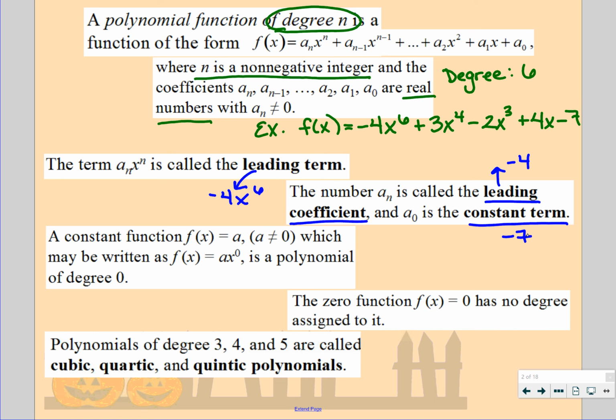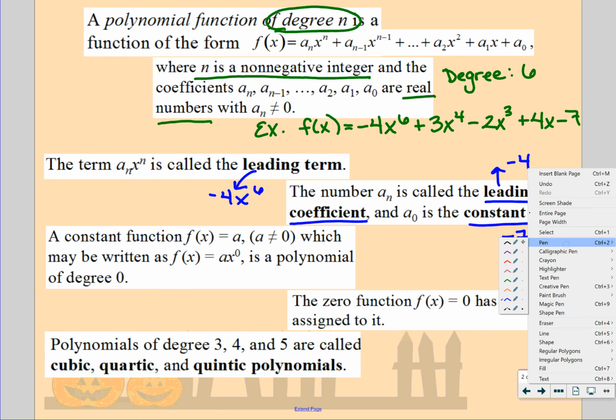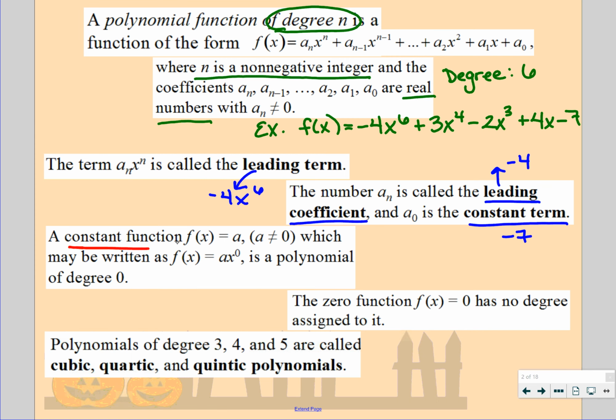So special cases of polynomials, we said linear, degree 1, quadratic, degree 2. We also have the constant function, which was one of our parent functions, f of x or y equals a number. The constant function is degree 0. So if you have y equals a number, we say the degree is 0 because that number we could attach an x to the 0 power at the end of it, and we know that anything to the 0 power is equal to 1, so that doesn't change our equation at all.